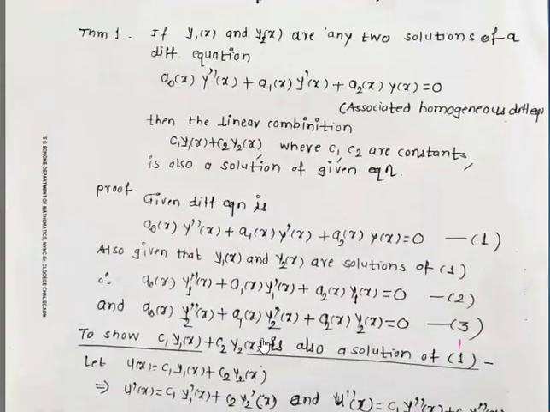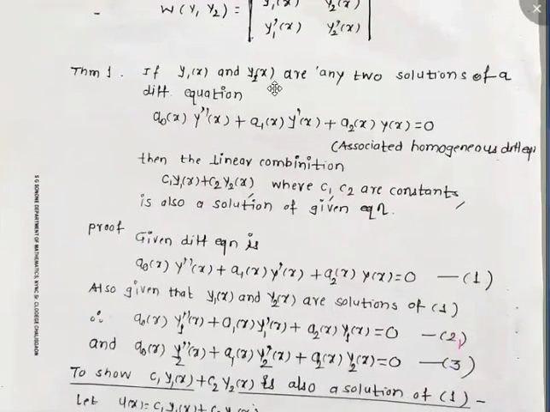So what we have proved is: if y1 and y2 are any two solutions of the differential equation a0(x) y'' + a1(x) y' + a2(x) y(x) = 0, with right hand side 0, then their linear combination c1 y1(x) + c2 y2(x) is also a solution of this differential equation.